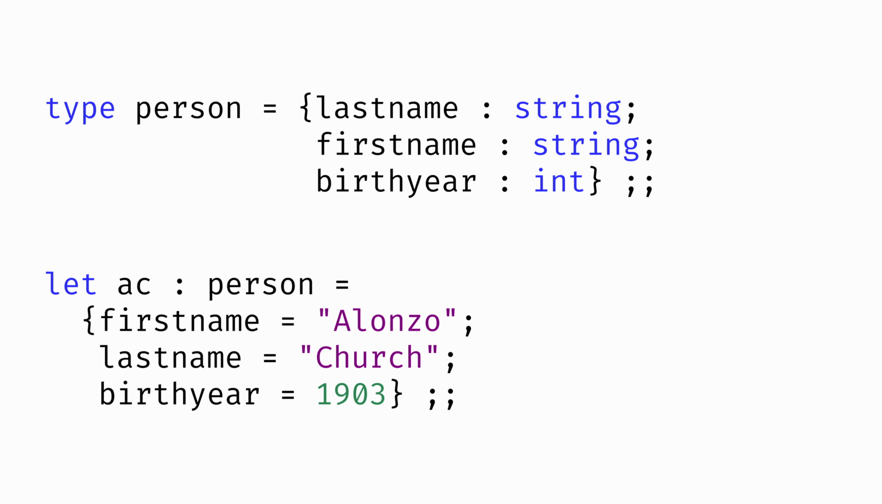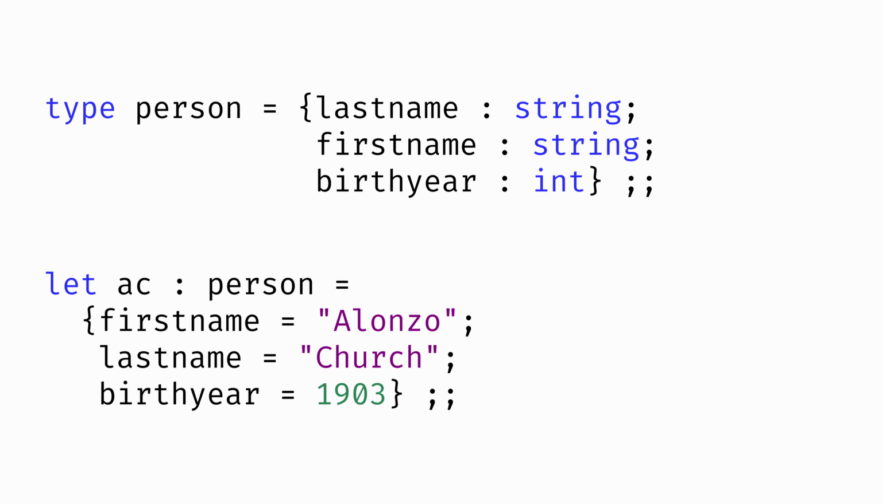Here, we've defined a record with Alonzo Church's first name, last name, and birth year. Unlike with tuples and lists, the ordering of these fields isn't important. The 3 fields could be in any order and still be a valid person record. If we wanted to extract values from a record, we again can use pattern matching.